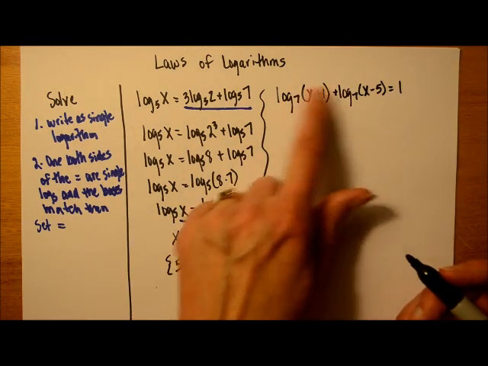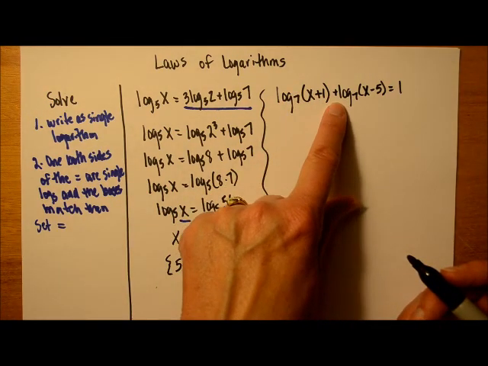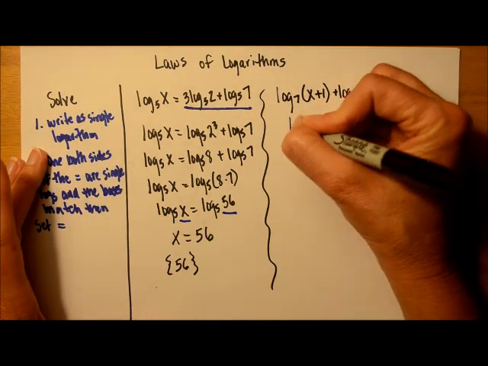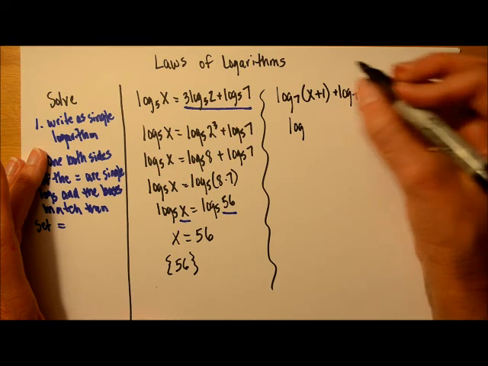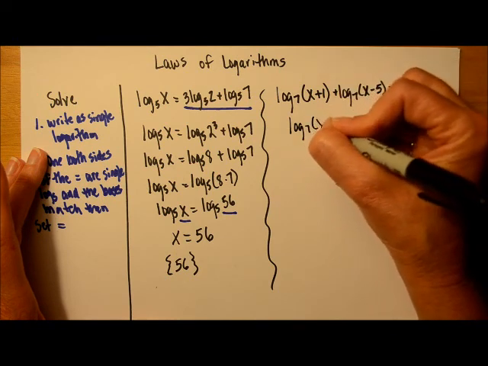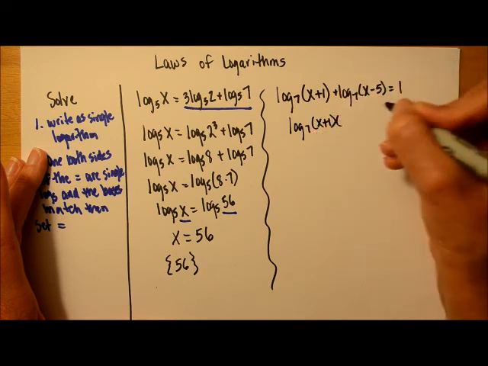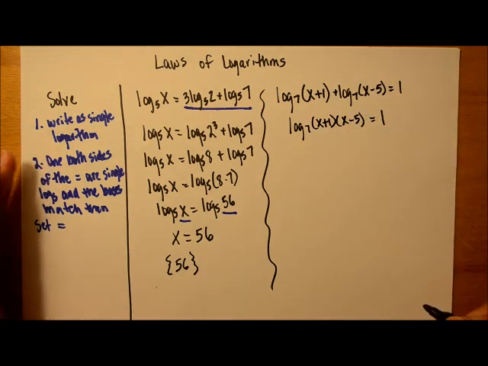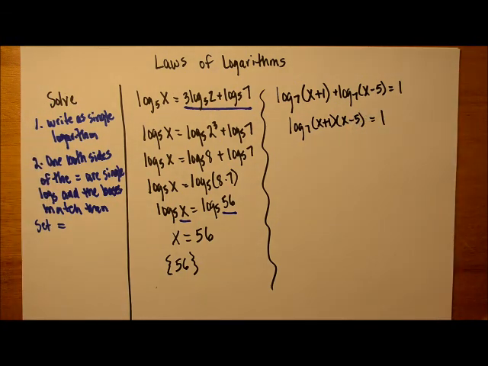Well, these aren't a single logarithm, so I'm going to write this as a single logarithm. It's addition, so I know I'm going to go to multiplication. So I have log base 7 of x plus 1 times x minus 5, and that equals 1. It's now a single logarithm.